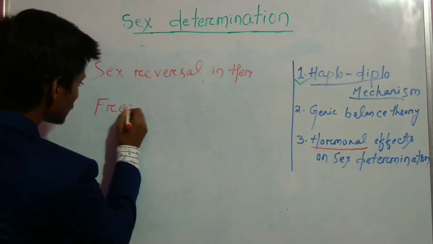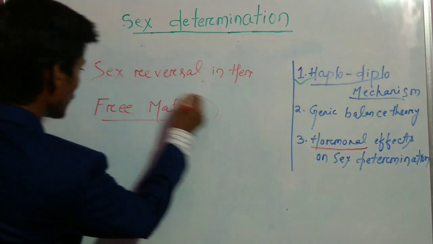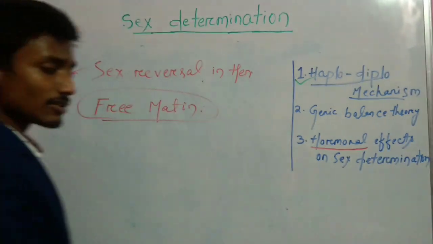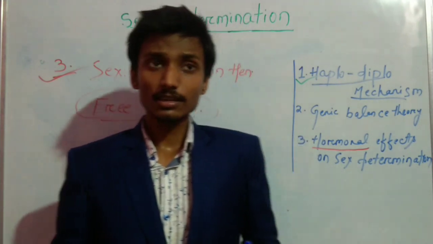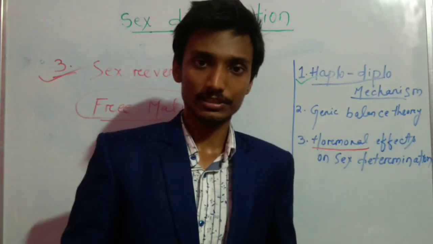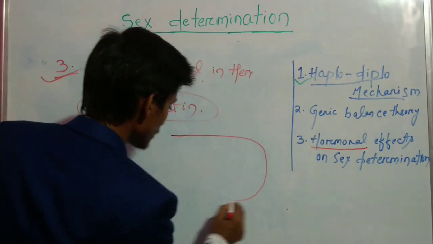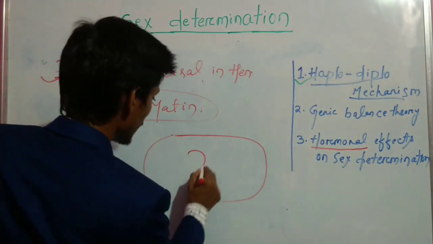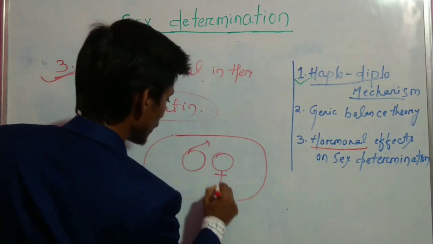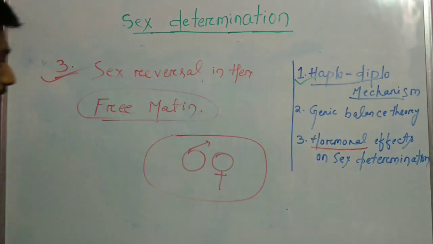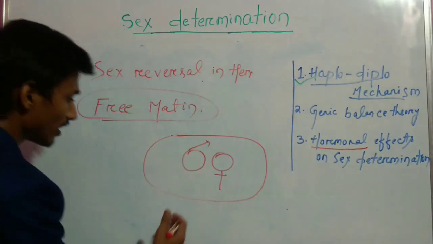What is a free martin? This phenomenon is found in case of cattle, in which there are twin babies. Inside the embryo of the cattle, what happens? There are twin babies, a male and another female. These are twins. But it was observed after the birth.